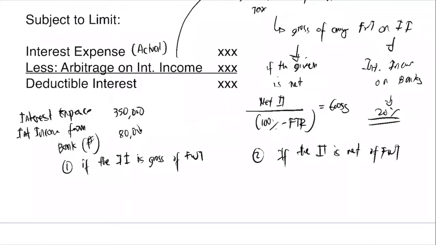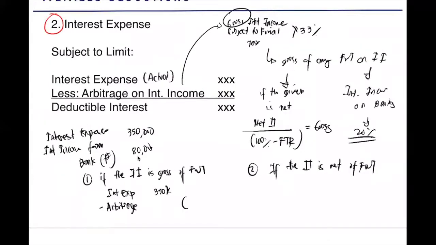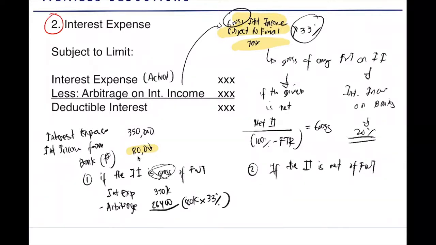Okay. So what is our formula to compute for your deductible interest? You get for the actual interest expense, which is equal to 350,000. You deduct the arbitrage limit. So what is our arbitrage limit? You just get for the gross interest income subject to final tax. So it is 80,000. Because we assume here it is gross, right? So 80,000. You multiply it to our rate of arbitrage, which is 33%. So 80,000 times 33%, our arbitrage limit is 26,400.